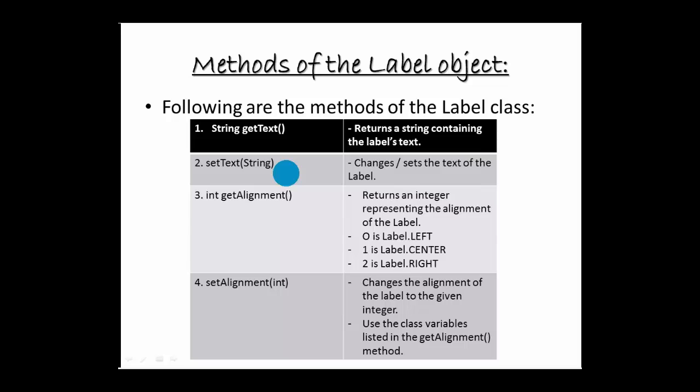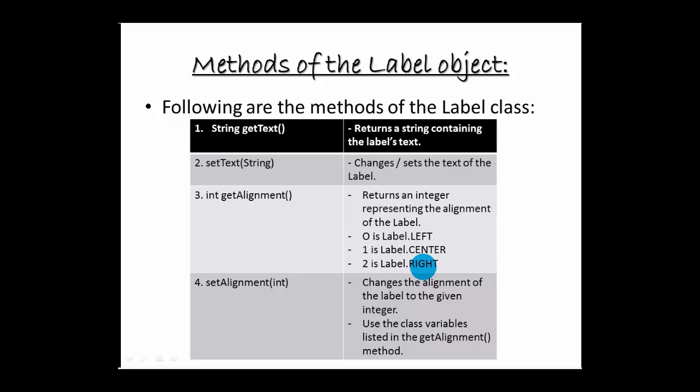Now int getAlignment returns an integer representing the alignment of the label. So this will give the alignment in terms of an integer value. Here 0 stands for Label.LEFT, 1 stands for Label.CENTER, and 2 stands for Label.RIGHT. So it will not return Label.LEFT, Label.CENTER or Label.RIGHT. Instead it will return 0, 1 and 2.